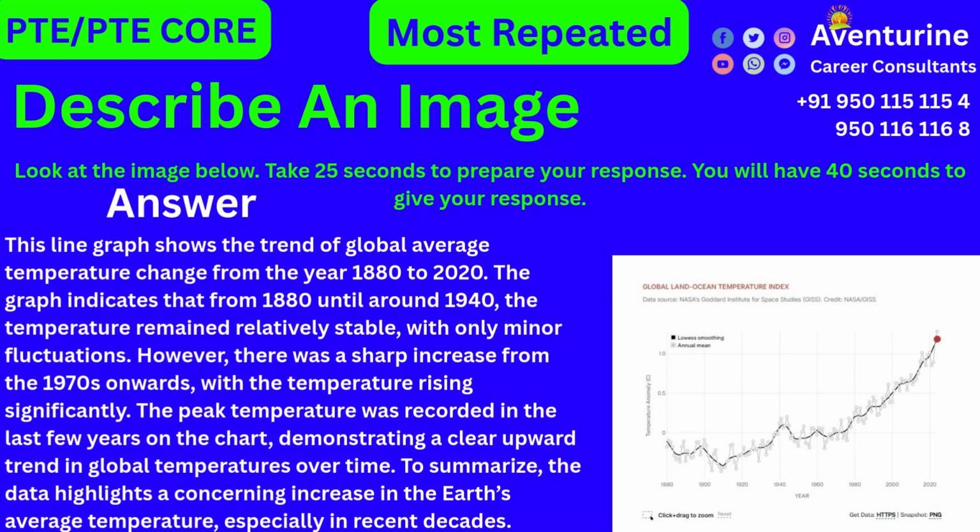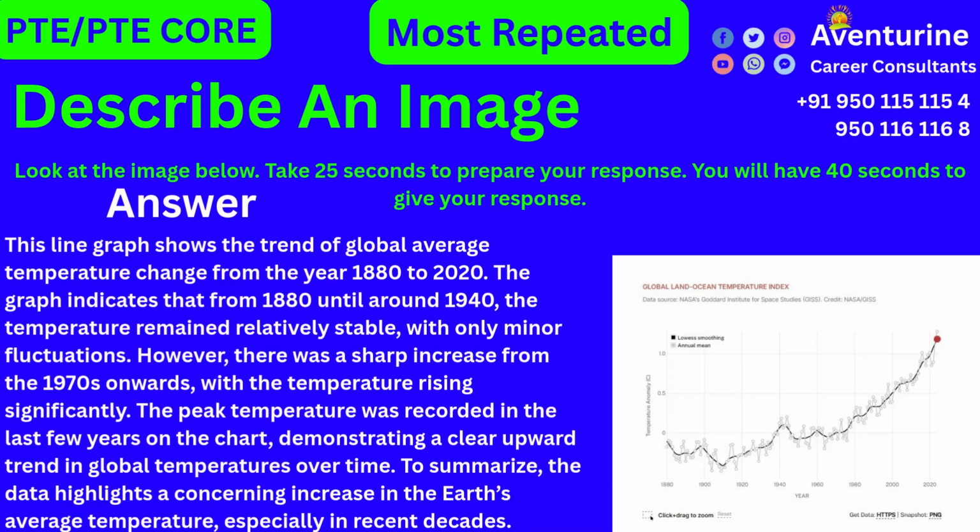This line graph shows the trend of global average temperature change from the year 1880 to 2020. The graph indicates that from 1880 until around 1940, the temperature remained relatively stable, with only minor fluctuations. However, there was a sharp increase from the 1970s onwards, with the temperature rising significantly.